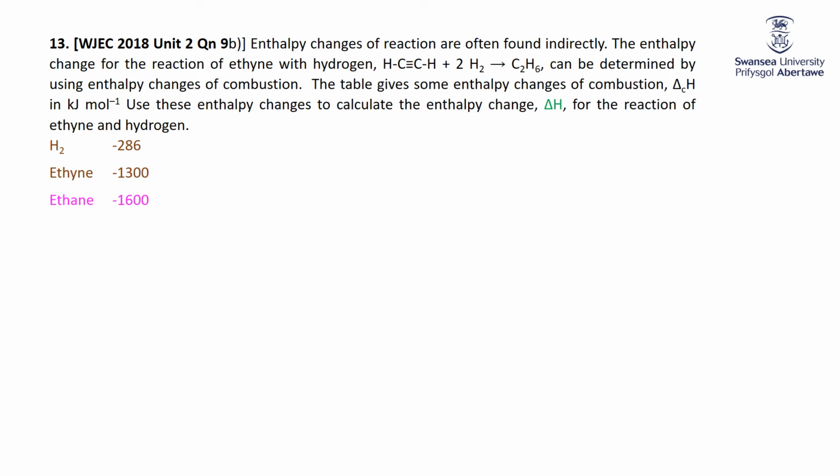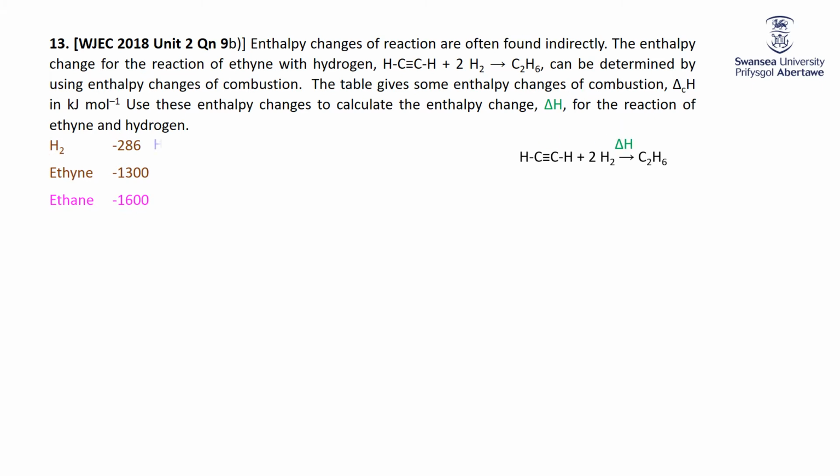So we've got enthalpy change of reaction, found indirectly. We use combustion. This is what we've seen all the way through. So let's start off with the equation we want: HCCH plus 2H2 goes to C2H6. Now we're told about combustions here.